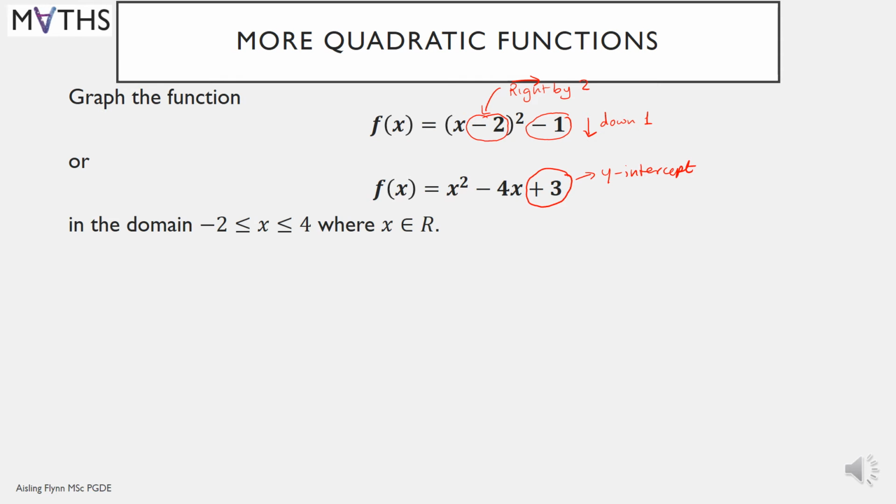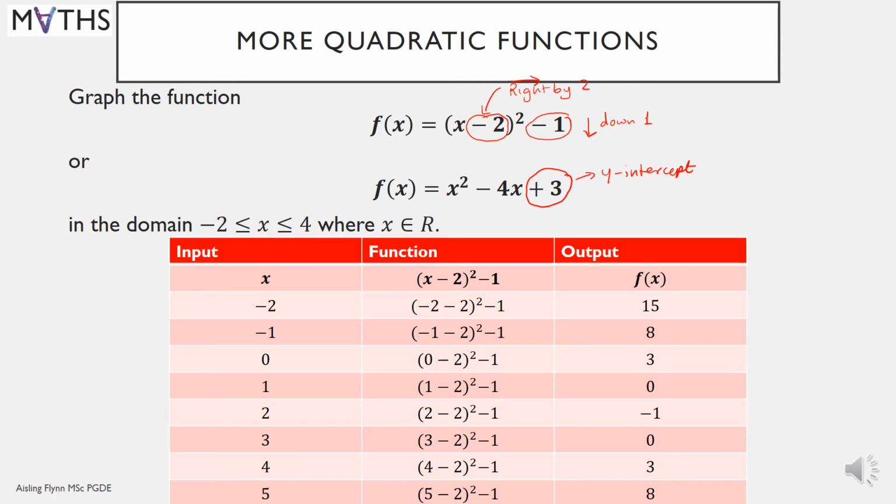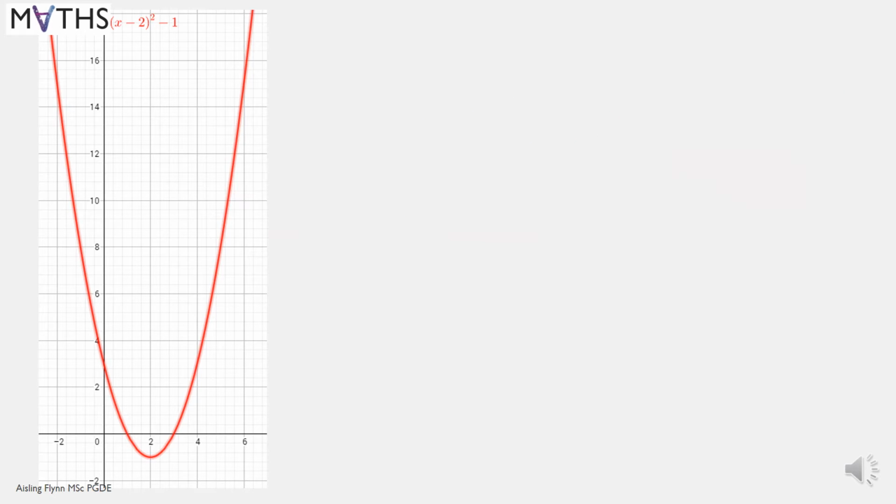Okay, given our domain here, use your calculator to generate the outputs. And let's see, does our thinking match the graph on the next page? So right by 2 and down by 1, and the y-intercept is 3. So plotting that function, here's all the inputs versus their outputs.